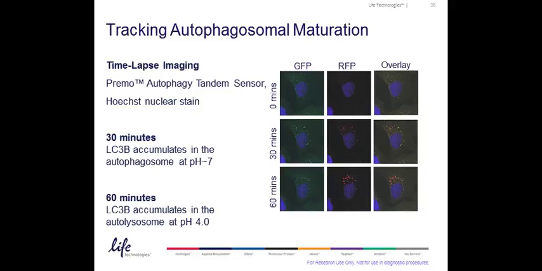If one serum starves using Earle's buffered salt solution, we can see the rapid formation of both green and red positive structures within the cells, which over a period of time lose their green fluorescence and retain only their red fluorescent protein. So this is the maturation of the autophagosome to the autolysosome imaged in live cells.